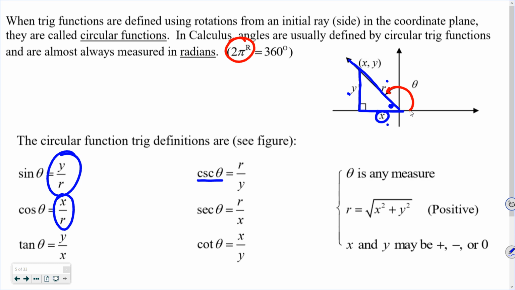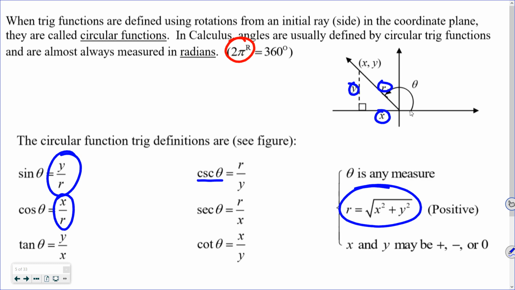If you want to find r, it's the distance right here. It's always positive, and we can just use the Pythagorean theorem. These are my two sides. I take x squared plus y squared equals r squared, add those together, take the square root, and we end up with that. x and y can be positive or negative, but r is always positive. So in this figure, the x would be negative because I'm going to the left. The y would be positive because I'm going up, and r is always positive.